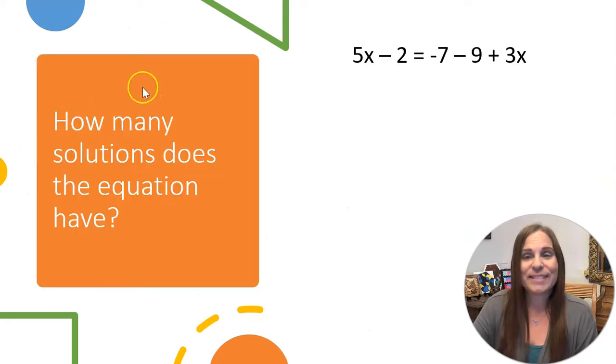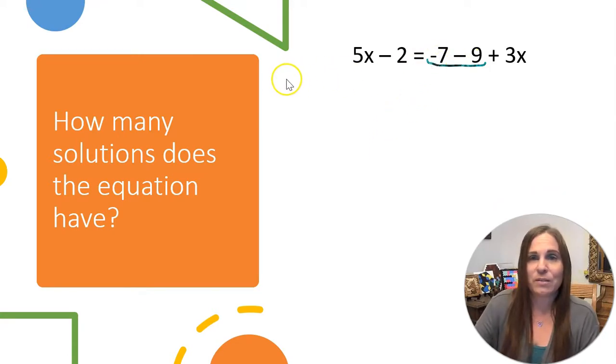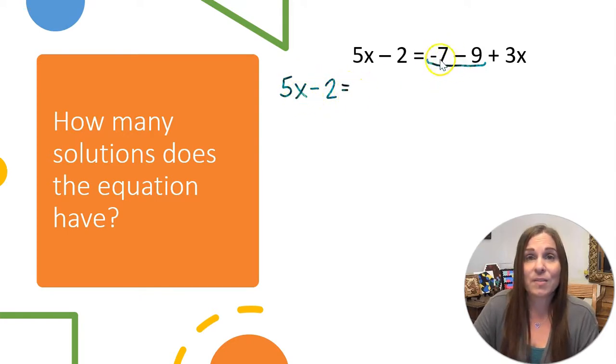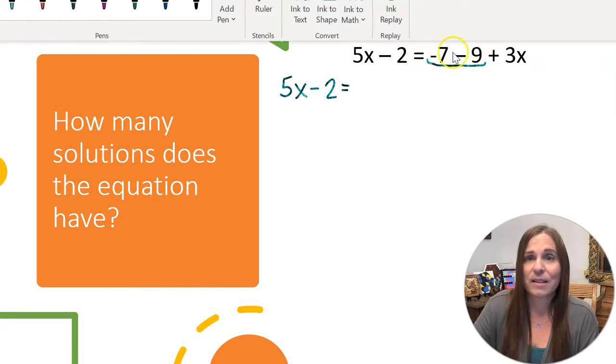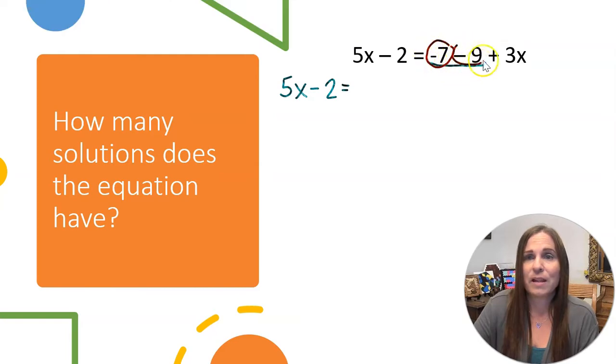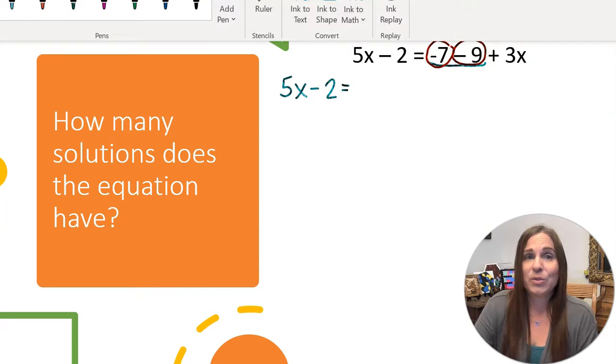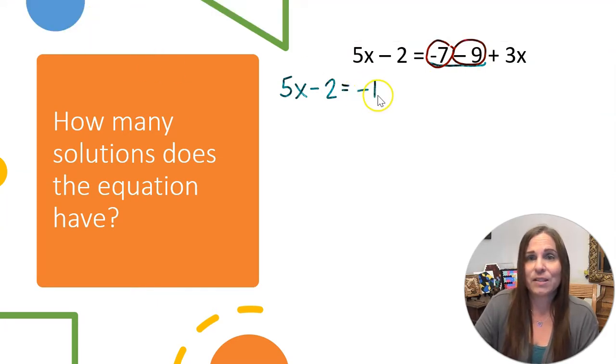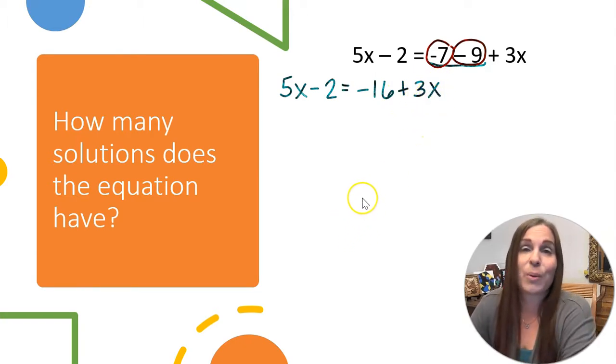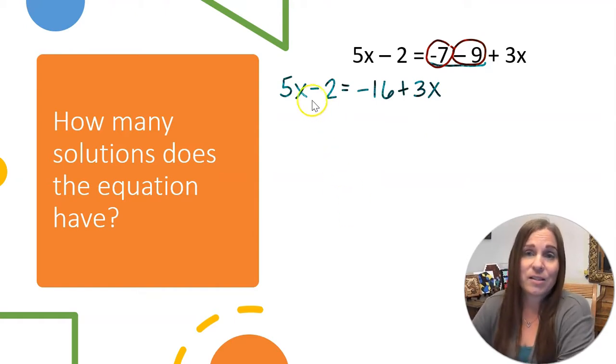Let's do another one. Always combine like terms, right? So I'm going to combine these two, and I'm going to write it over here, move it over a little bit. So I have 5x minus 2 equals negative 7 minus 9, which is the same thing as negative 7 plus negative 9. When I add those two together, I get negative 16. Now I've got x terms on both sides. I've also got constant terms on both sides.